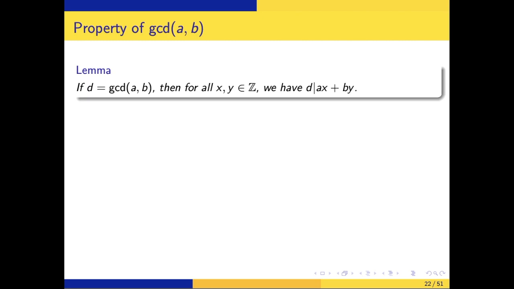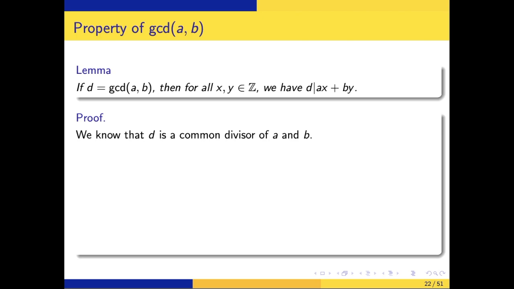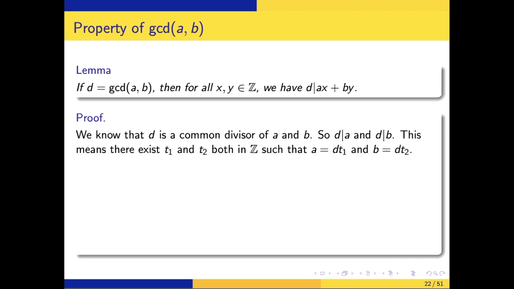We start looking at some properties of the GCD of a and b. The first lemma that we look at is that if d equals the GCD of a and b, then for all integers x and y, we have that d divides ax plus by. We know that d is a common divisor of a and b, so d divides a and d divides b. This means that there exist integers t1 and t2 such that a equals d t1 and b equals d t2.